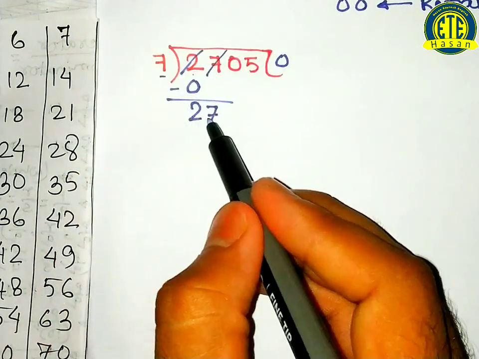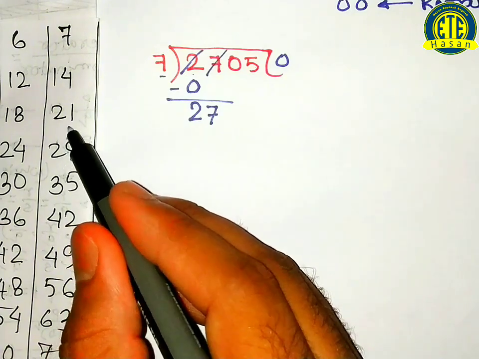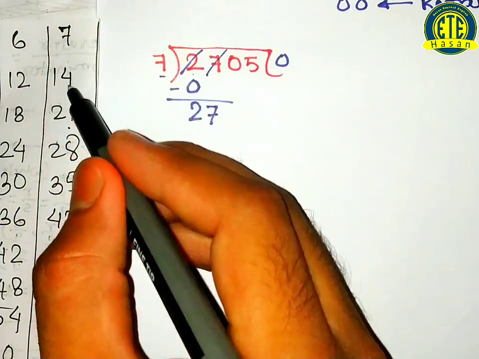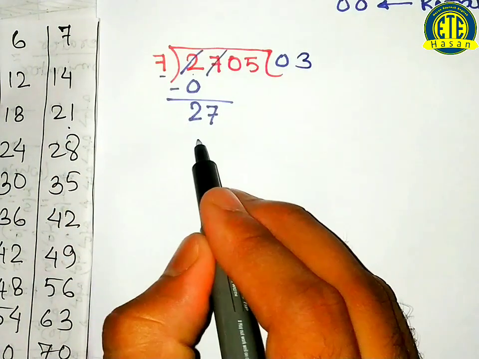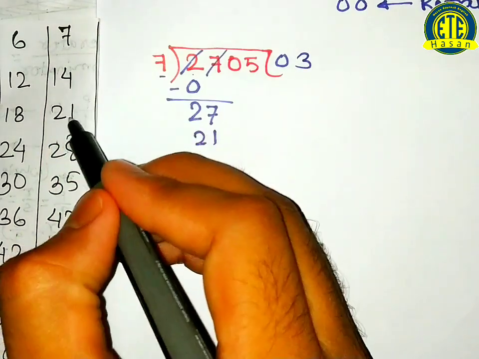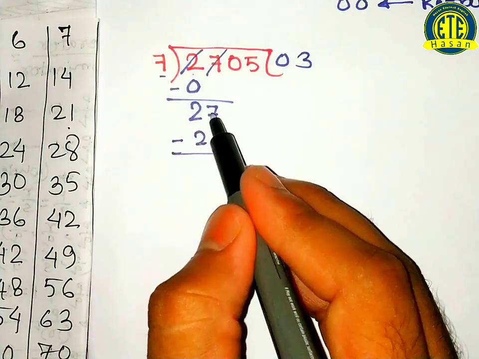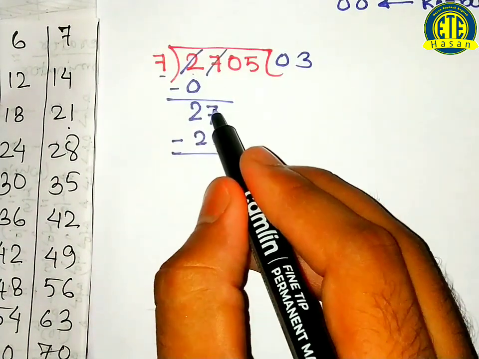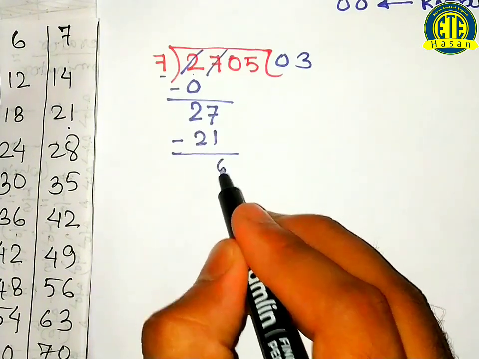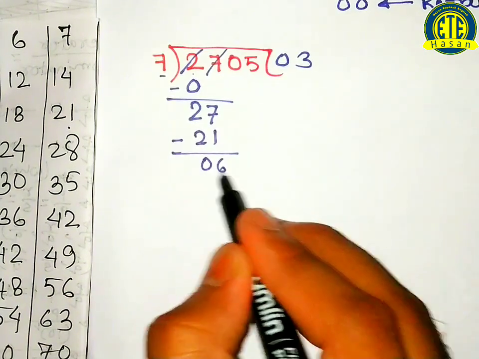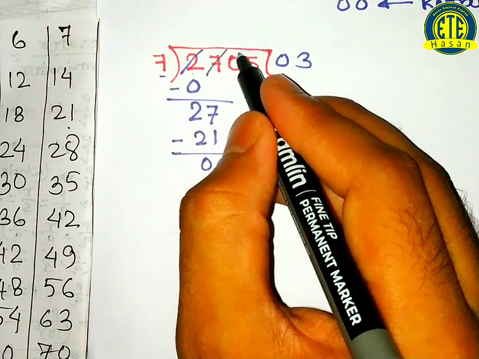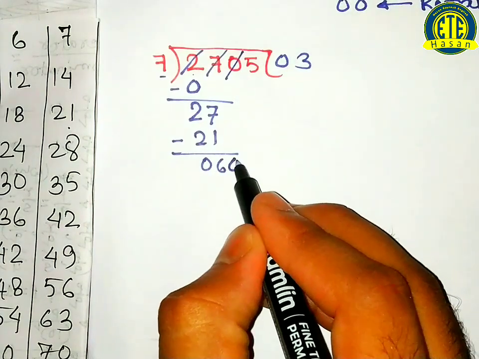Here we have 27. 27 lies between 21 and 28. 7 1, 2, 3: 7 3 is 21. Now subtract it from the upper number to the lower number. 7 minus 1 will be 6, 2 minus 2 will be 0. After subtracting we have to write down our next number. The next number is 0, so write 0 down here.